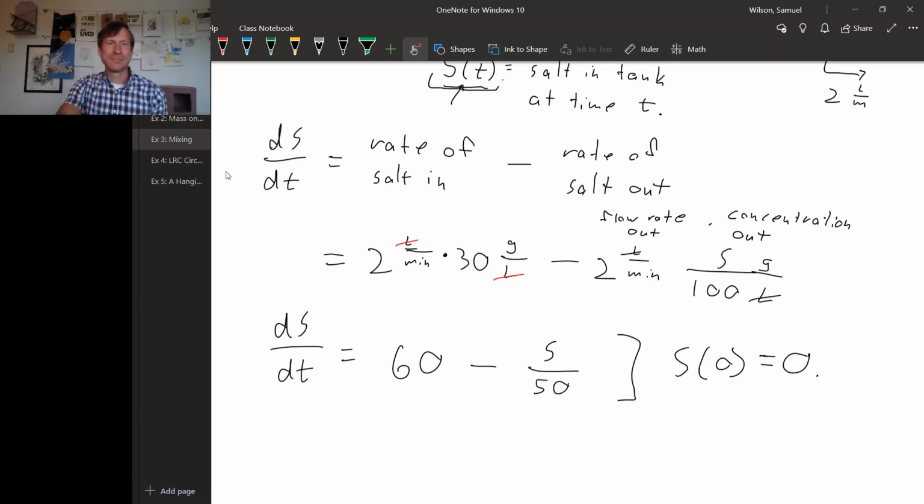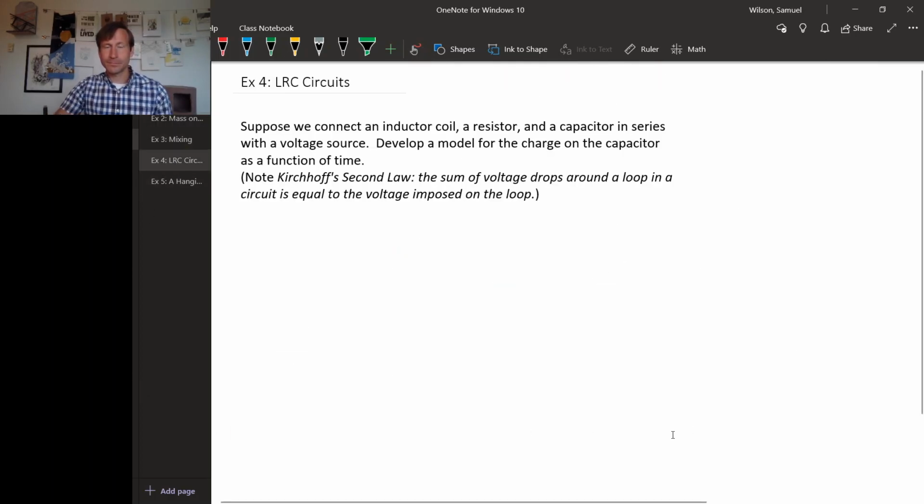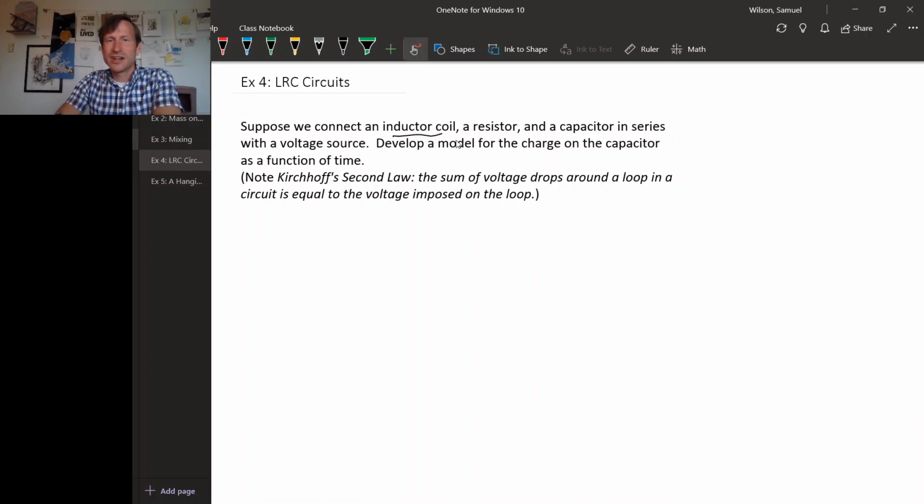All right, let's look at another example of building a model. So in this situation, we're going to imagine that we're connecting an inductor, an inducting coil, a resistor, and a capacitor all in series with a voltage source. So that would look something like this. We're building a little circuit out of electrical components. So here's our voltage source. For some reason, E is often used for voltage instead of V.